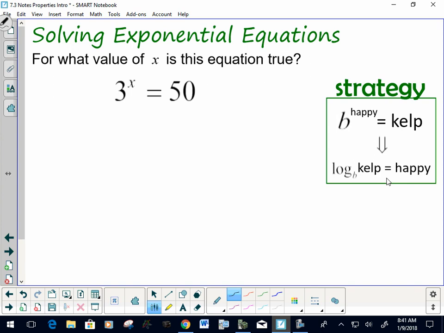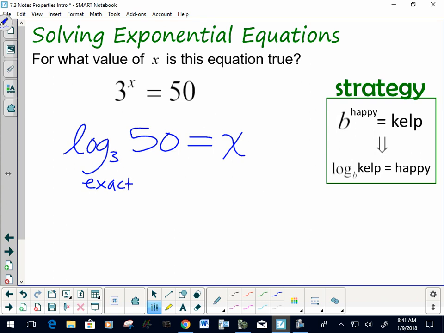If we rewrite this as a logarithmic equation, we would have log base 3 of 50 is equal to the power, which is x. So right away, we know the value of x. x is equal to log base 3 of 50. If you wanted an exact answer, that'll work. That's exact. If you wanted a decimal approximation, you'd have to figure out what log base 3 of 50 is.